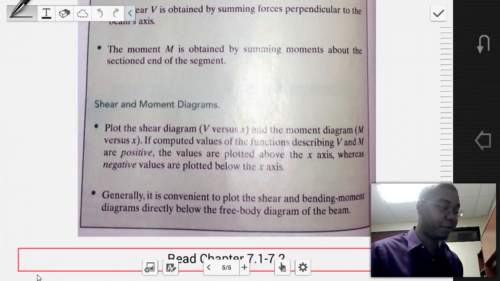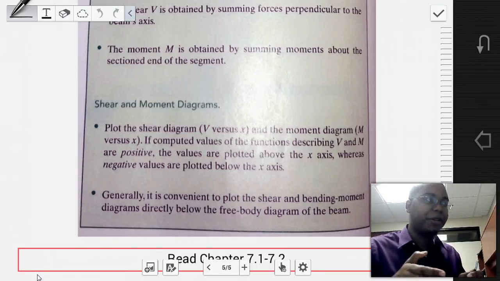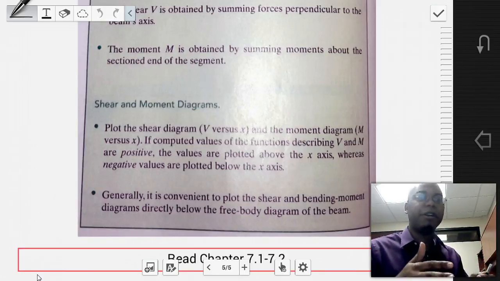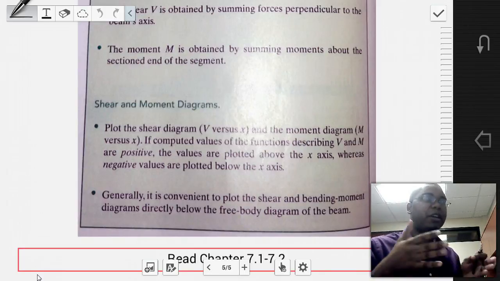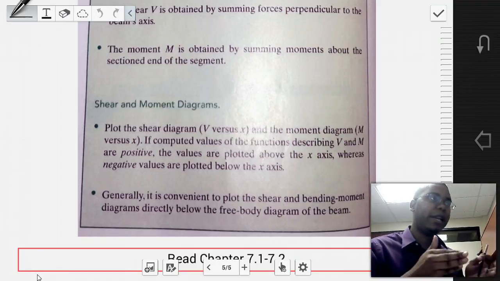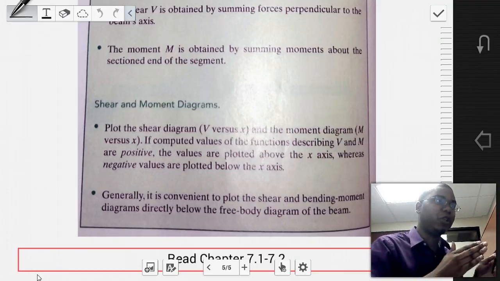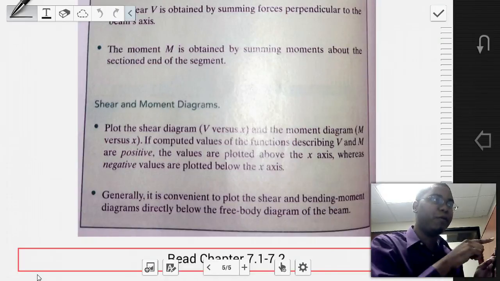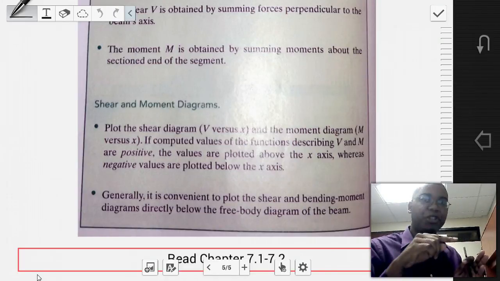And so it's important to note that for each section, we're going to find a different equation for our shear and our bending moment. For each section that we've created, there's going to be a different equation that relates to the x1, x2, and x3 position. And so we're going to use each of those equations for the relevant portion of the shear and moment diagrams.